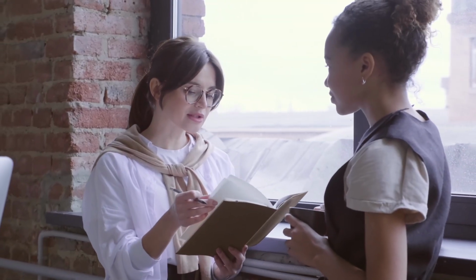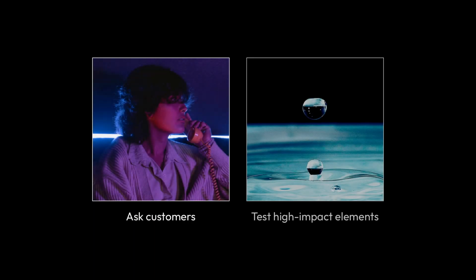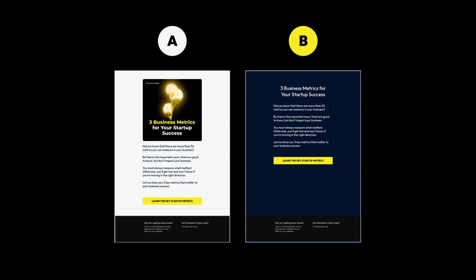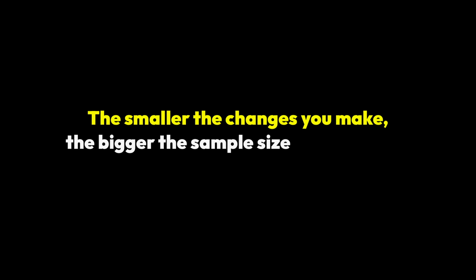First, you can ask some of your customers which version they prefer, like simple customer interviews. And second, you can test high impact elements, things that have a real impact. For example, changing the email layout completely. The smaller the changes you make, the bigger the sample size you will need.